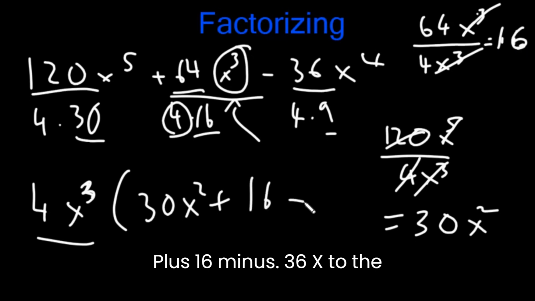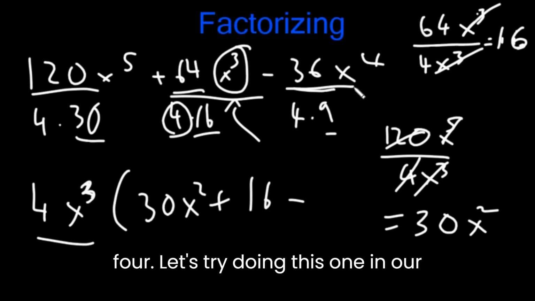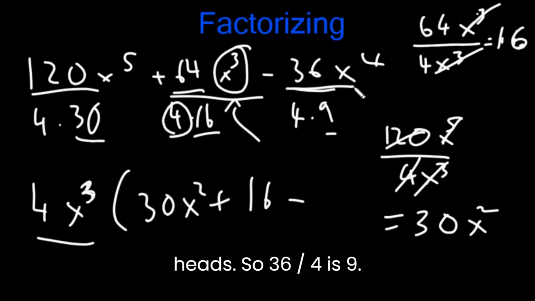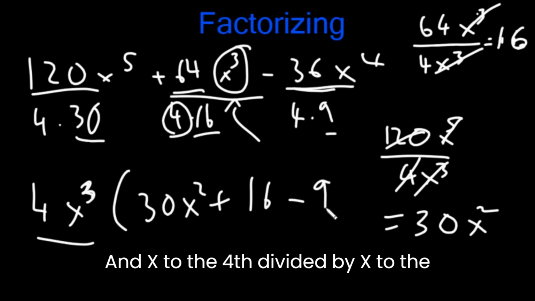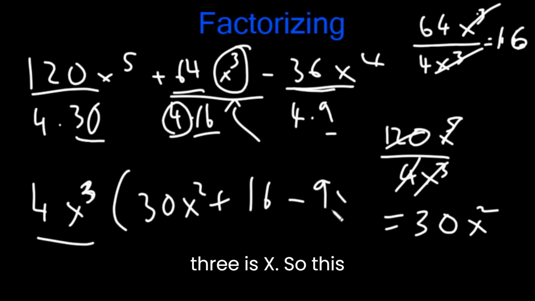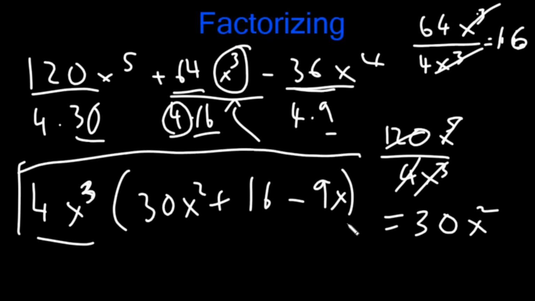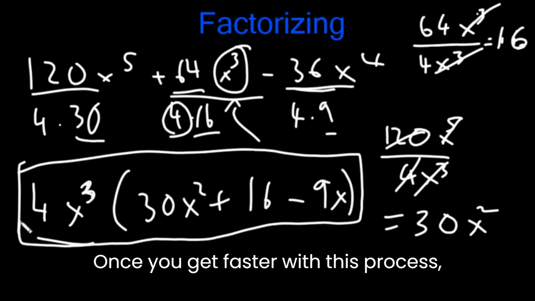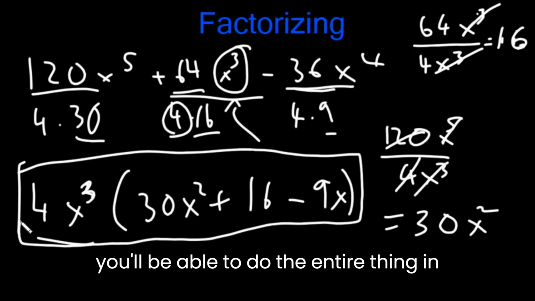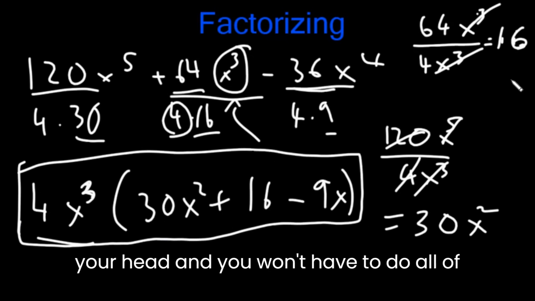Plus 16 minus 36x to the 4. Let's try doing this one in our heads. So 36 divided by 4 is 9, and x to the 4th divided by x cubed is x. So this is our final answer. Once you get faster with this process, you'll be able to do the entire thing in your head, and you won't have to do all of this work.